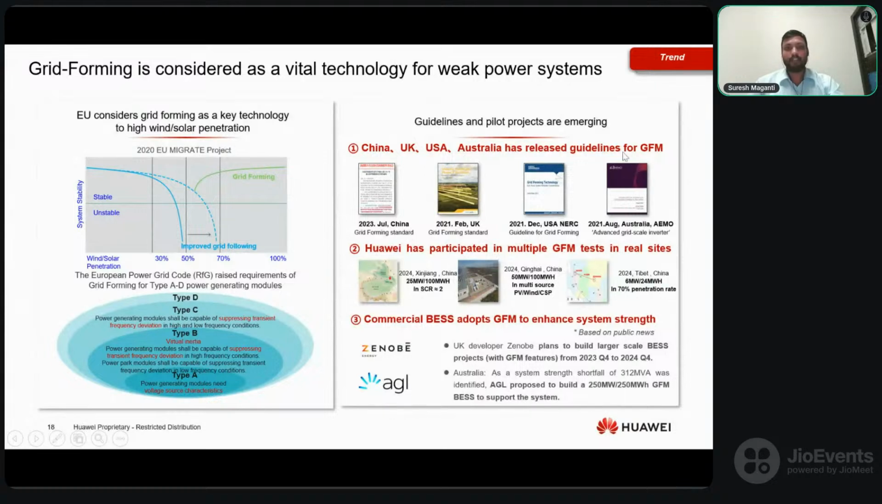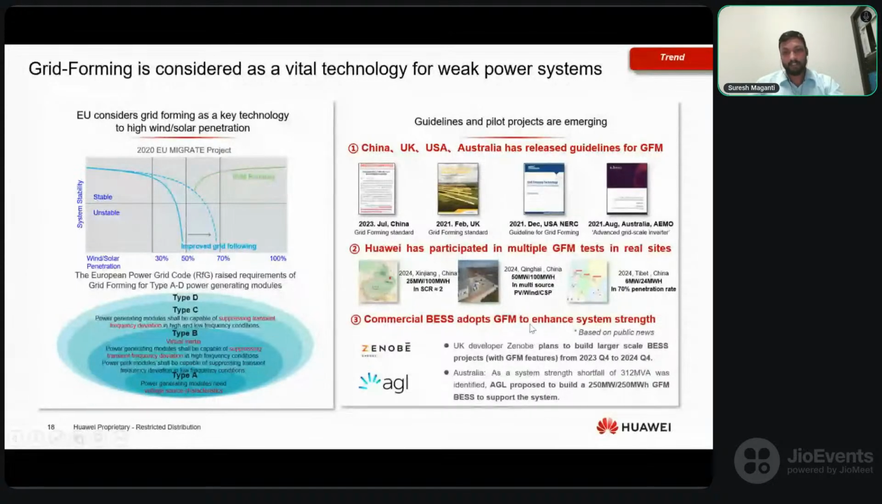Meeting the grid codes is also very important as an industry. Huawei has performed all the tests and perfectly met these standards. It has also tested all its technologies with SCR below 2. There are also some use case scenarios that are tested in the real environment. So in the simulation as well as in real-time experimentation, a lot of tests have been performed. These commercial battery energy storage systems adopt grid forming to enhance the system strength.